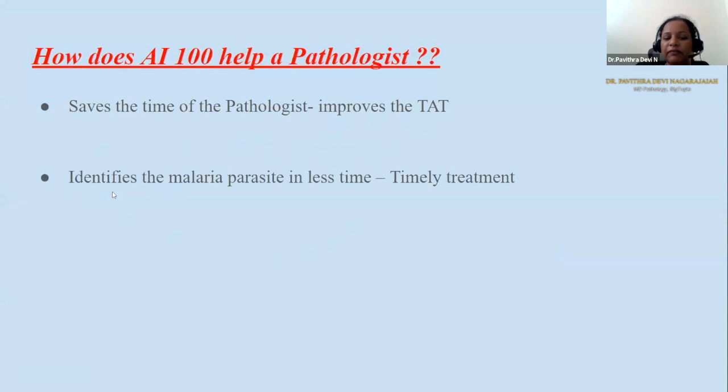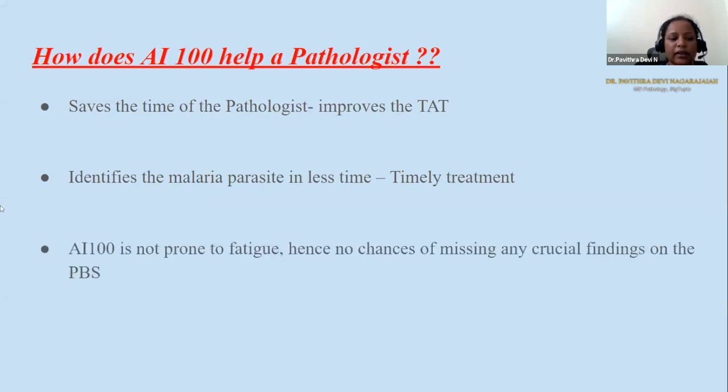And it definitely identifies the malaria parasite in less time. And early diagnosis means timely treatment, and the deadly complications of malaria can be prevented when it comes to malaria diagnosis. And pathologists need not sit in front of the microscope and review the slide for more than 20 minutes to half an hour before calling it negative. So all that time is saved here.